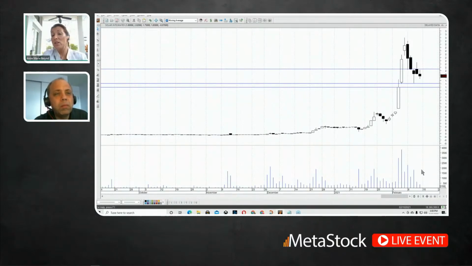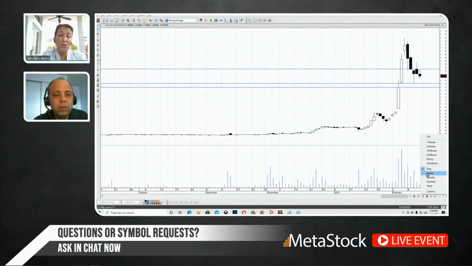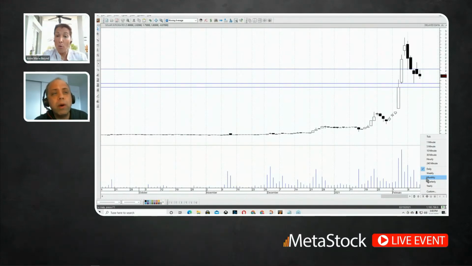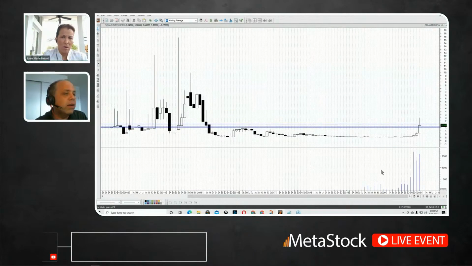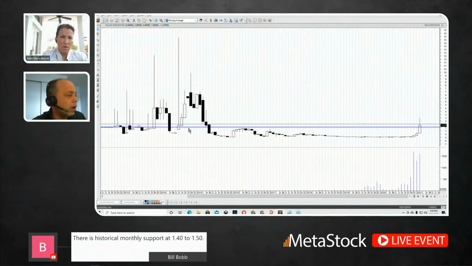I just think it either needs to fill the gap down at 150 or clear to 10 before it moves into a good space. He says there's a historical support monthly at 140 to 150. So we're going to go to the monthly. We can take a look at that real quick. So right here, maybe?